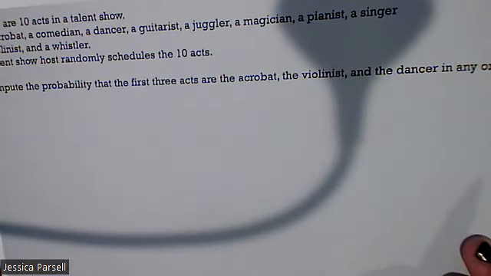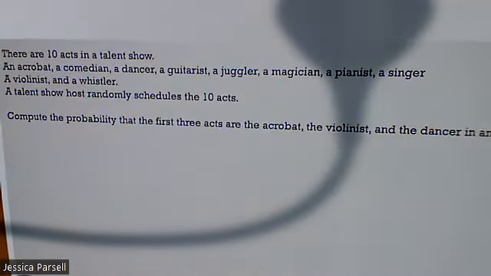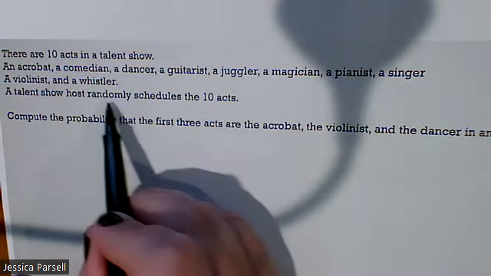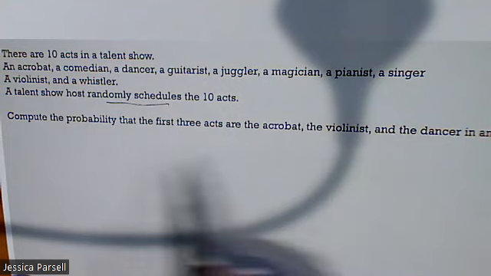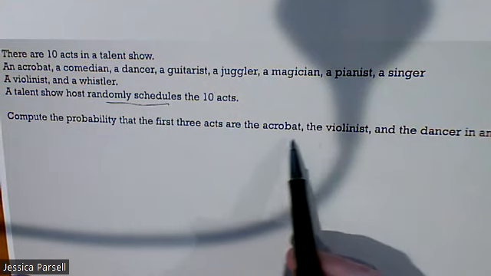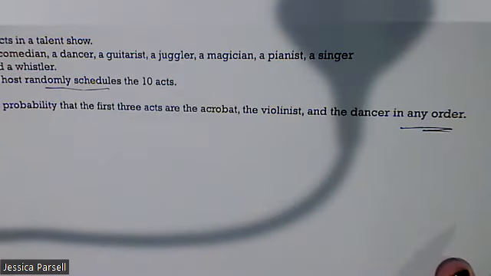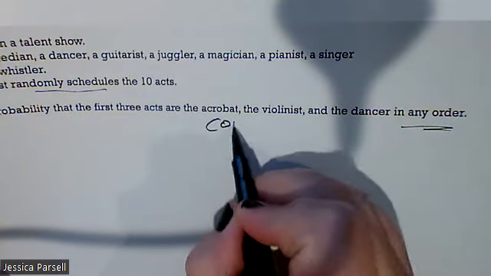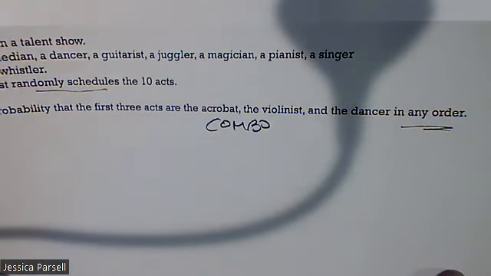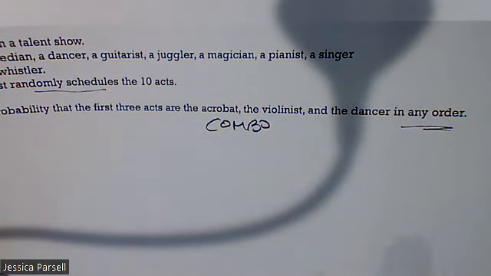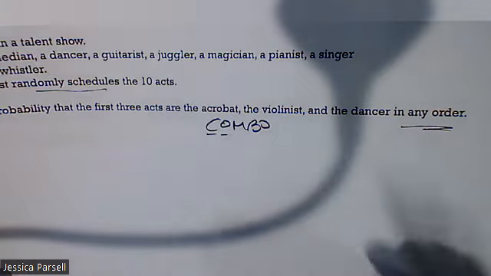Let me think, that was the last problem. No, maybe not. This looks very similar though. Let's see here. There were 10 acts in a talent show. Same talent show. A talent show randomly schedules the 10 acts. Okay, compute the probability that the first 3 acts are the acrobat, the violinist, and the dancer. Oh, there it is. In any order. It's a combination. Order doesn't matter. Change order.